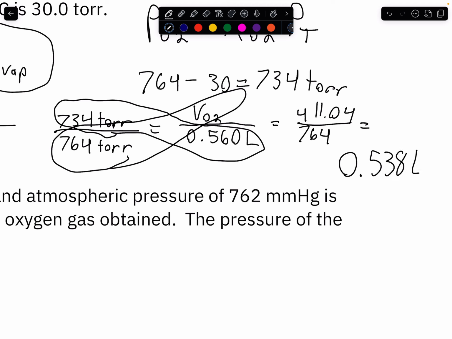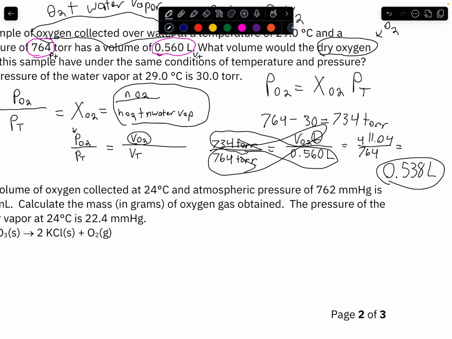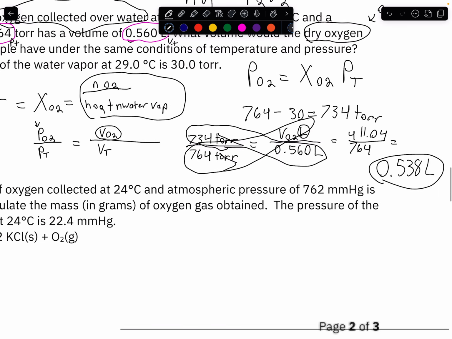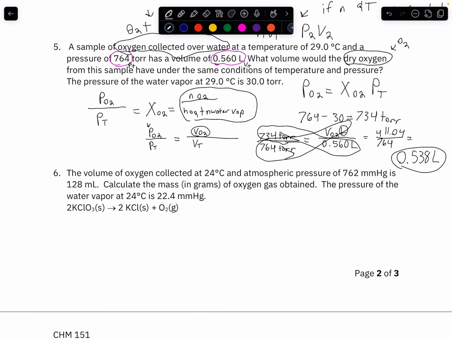And we should get 0.538 liters. I also want us to see here that we technically have torr times liters divided by torr to get liters. So our units actually end up canceling out because we're trying to find this liters by itself. You see? So that's question 5.